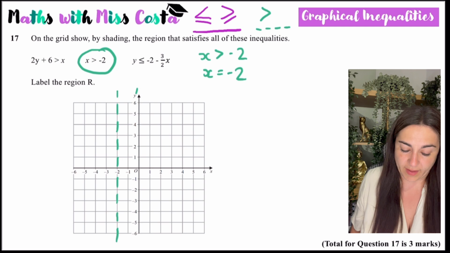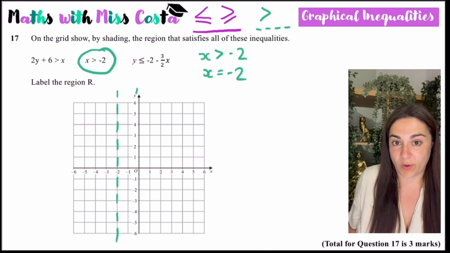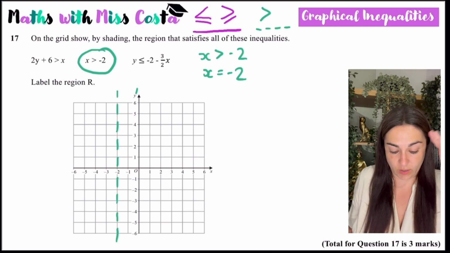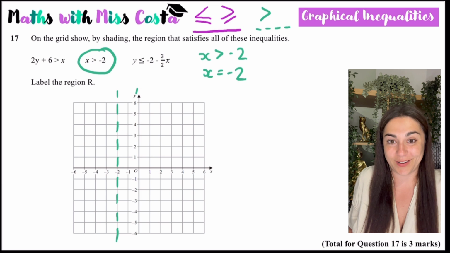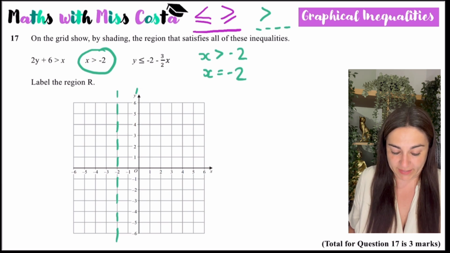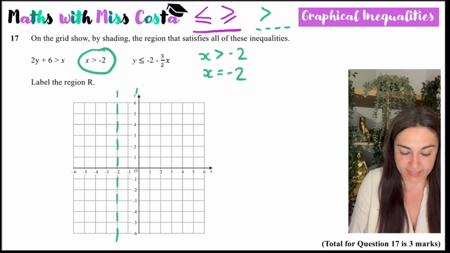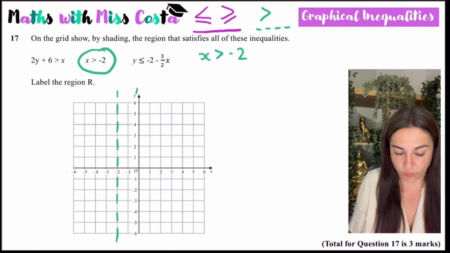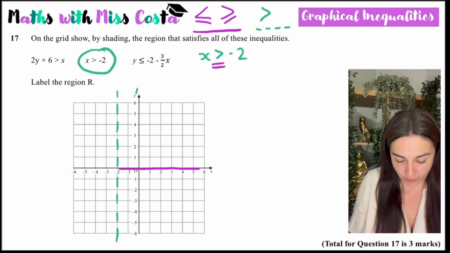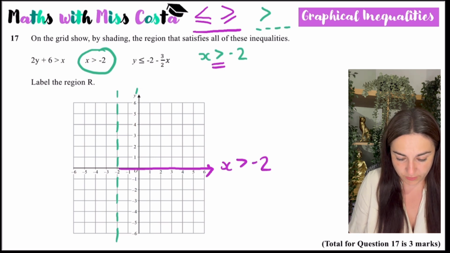So we've drawn that bit. Now we need to define which side satisfies the inequality. So the inequality is that the x coordinate has to be greater than -2. So over here is your x-axis. These coordinates are all greater than -2.